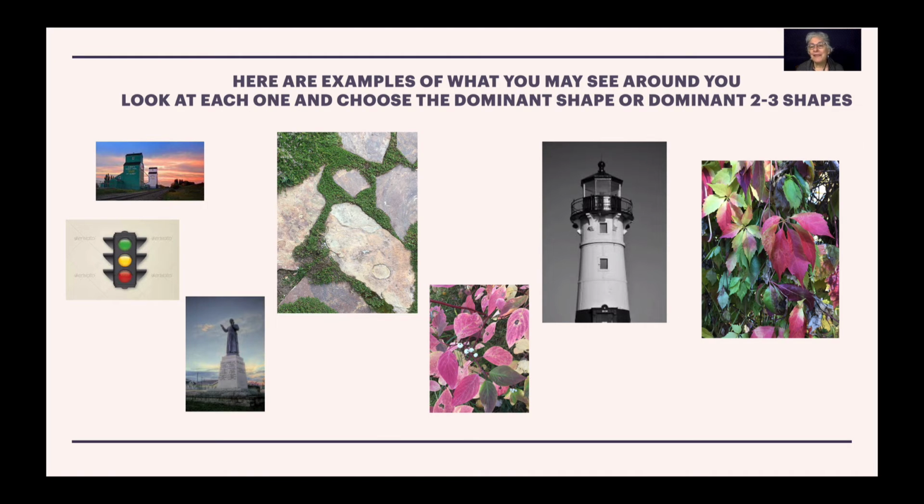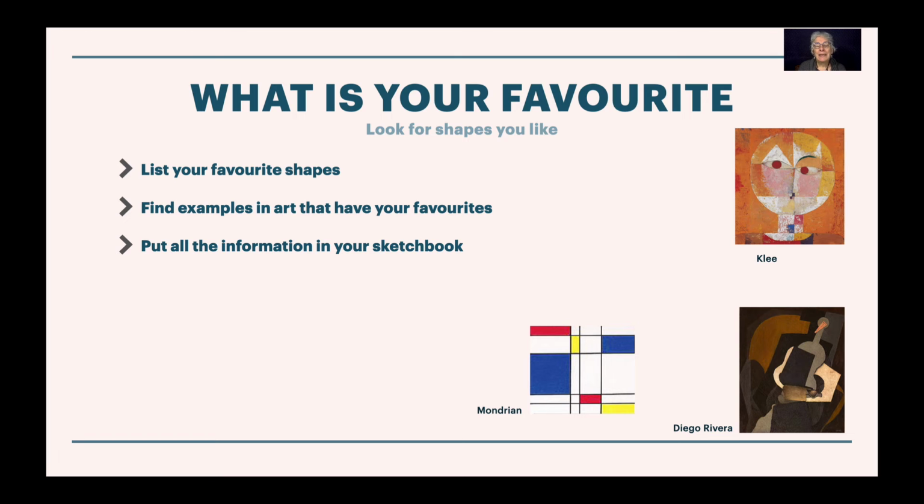These are all things you see in painting. And the leaves on the right, this is a mass of different shapes overlapping each other. This happens in art too. What you need to do now is just start looking at different kinds of shapes. What do you notice on your walk? What are you attracted to? List your favorite shapes. List your favorite objects with those shapes. Find examples in art that have your favorite shape.